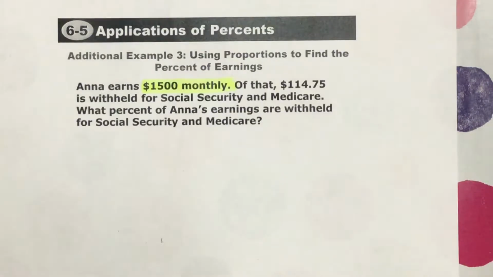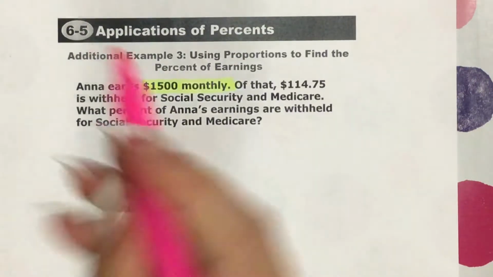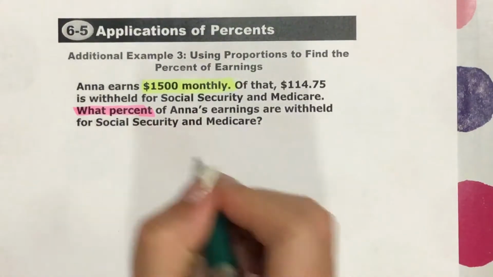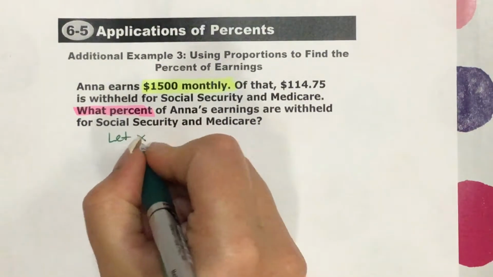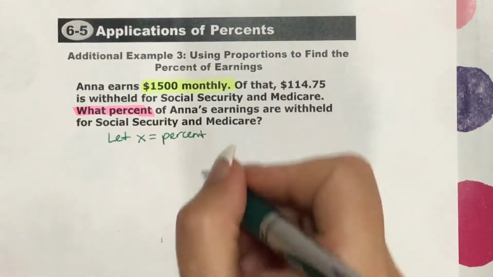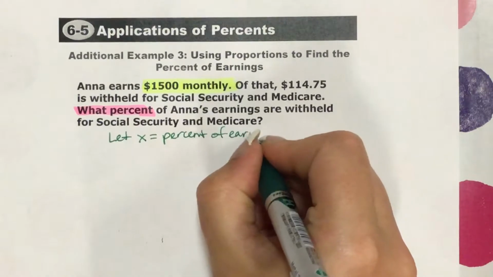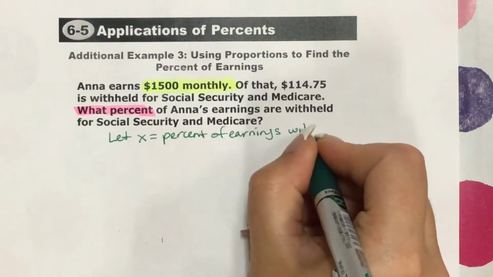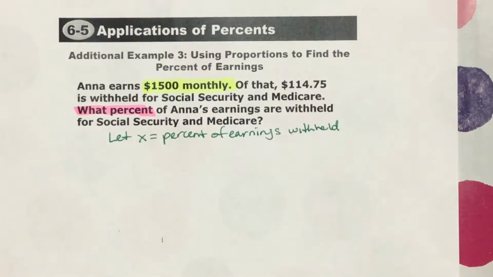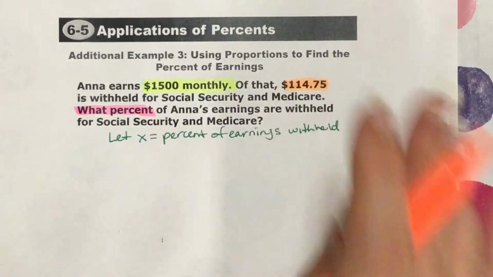So with that said, what we need to find is what percent. That's the thing we don't know. So we're going to say let X equal the percent of earnings withheld. And then the other piece of important information is that there was $114.75 withheld for Social Security and Medicare.